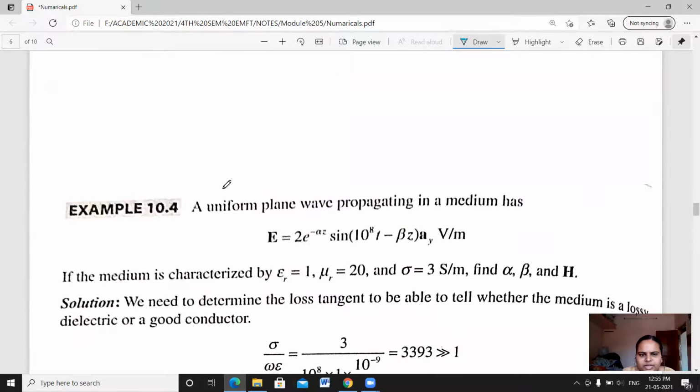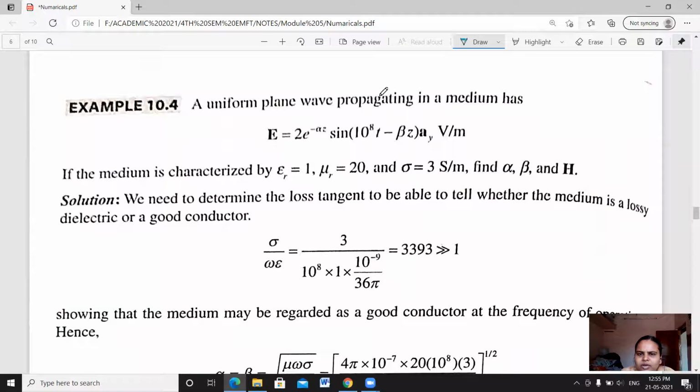The next problem is of a uniform plane wave propagating in a medium, which has E equal to 2 e^(−αz) sin(10^8 t − βz) aY volts per meter. If the medium is characterized by ε_r equal to 1, μ_r given as 20, and σ given as 3 siemens per meter, then find α, β and also H.